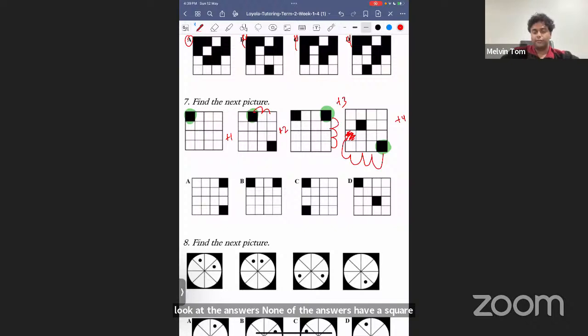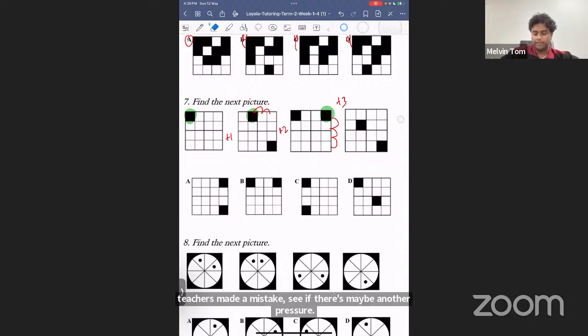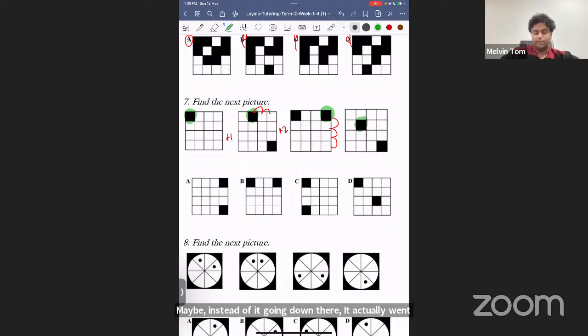But if you look at the answers, none of the answers have a square in this position. Now, at first, I thought maybe I made a mistake, but obviously you shouldn't straight away just assume that the teachers made a mistake. See if there's maybe another pattern. Maybe instead of it going down there, it actually went here, right? Let's just see if it makes sense. If it makes sense, then it's a win-win either way for us. And if you look at that, it does.